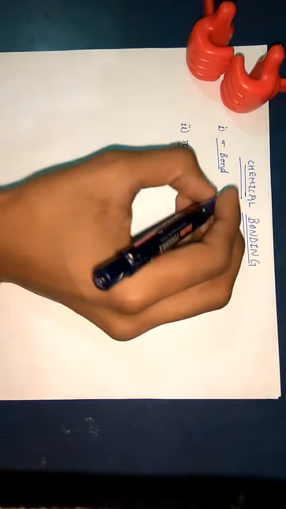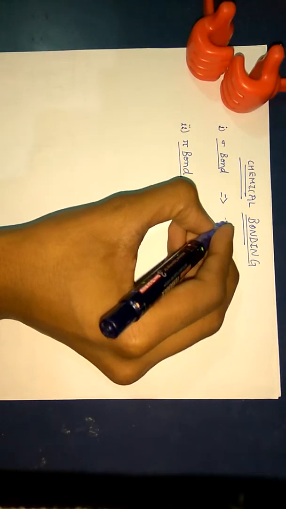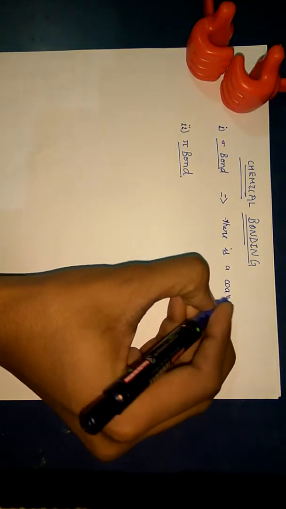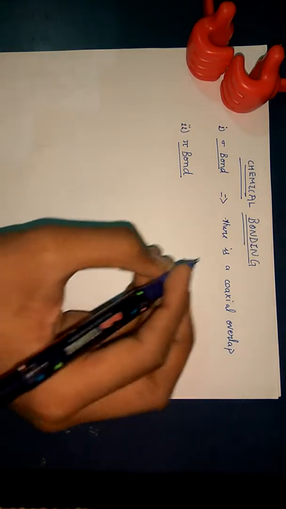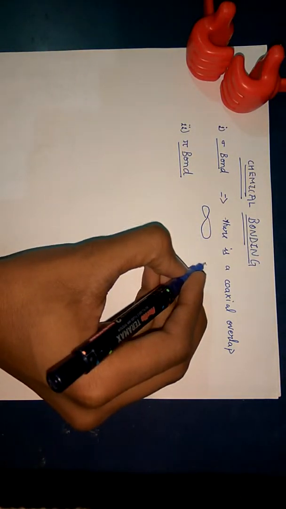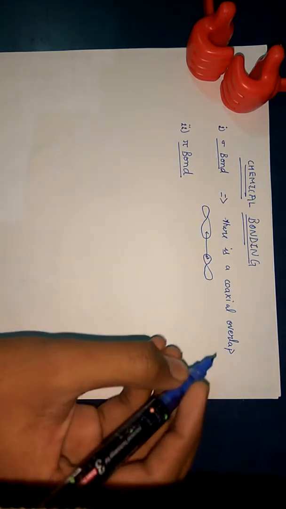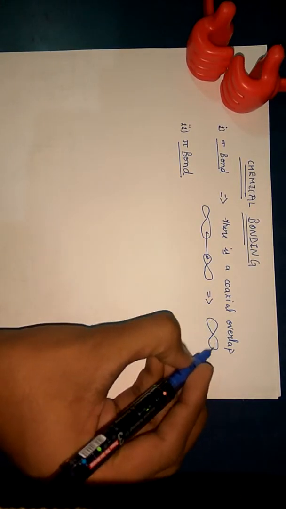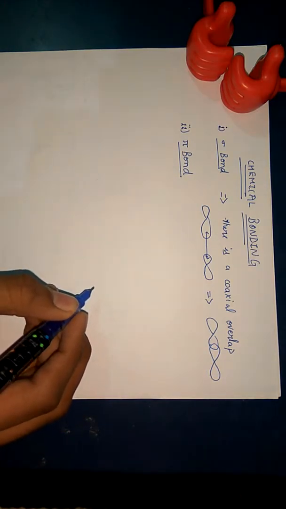Sigma bond. I'm just writing a very simple clear cut definition. Sigma bond is a bond in which a coaxial overlap takes place between the s orbitals. These are the types of orbitals in which coaxial overlap takes place. That means the overlap is along the axis and it will give a structure like this, something like an infinity type of structure, embedded into each other.